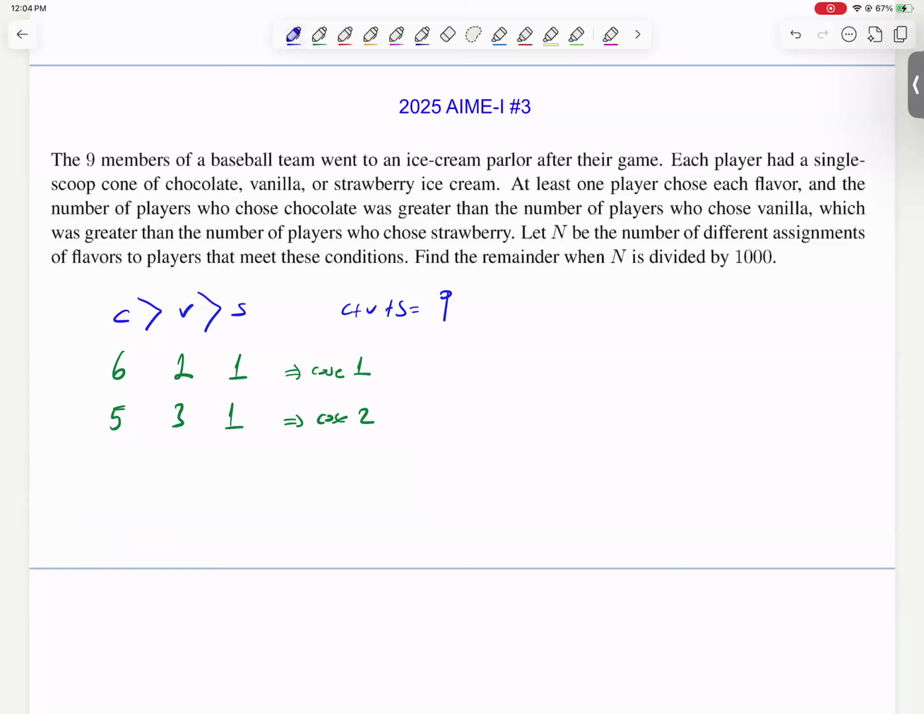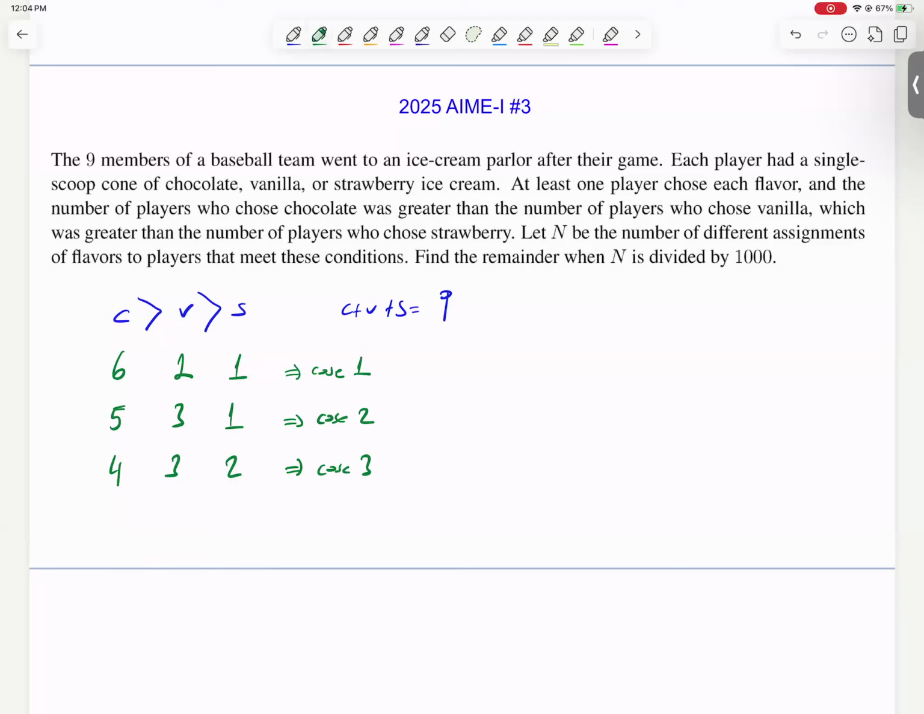Then what if S is equal to 2? Then V is at least 3. That's 5. 9 minus 5 is 4, which is greater than 3. That's also our case 3. We have 3 cases. If we have 2, 4, then C would have to be 3, which is not possible. We have 3 cases, and let's calculate the number of assignments in each case.